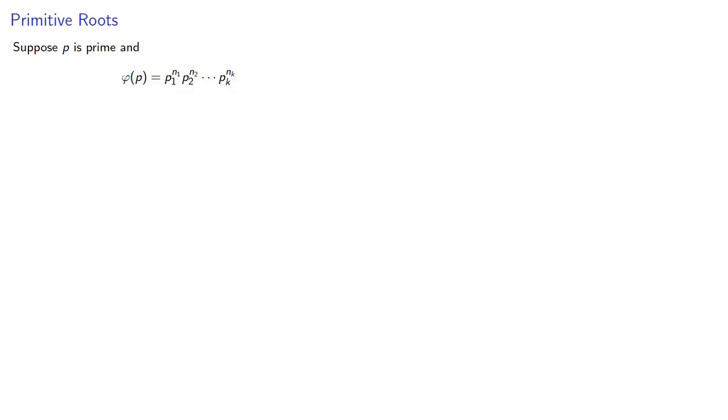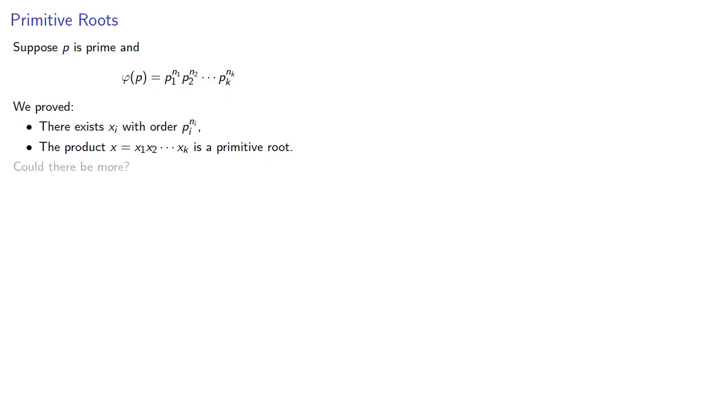Suppose p is prime and phi of p is the product of powers of primes. We prove there exists some element x_i with order p_i to the n_i, and that the product of these x_i's is going to be a primitive root. So we've proved there's at least one primitive root. Could there be more?